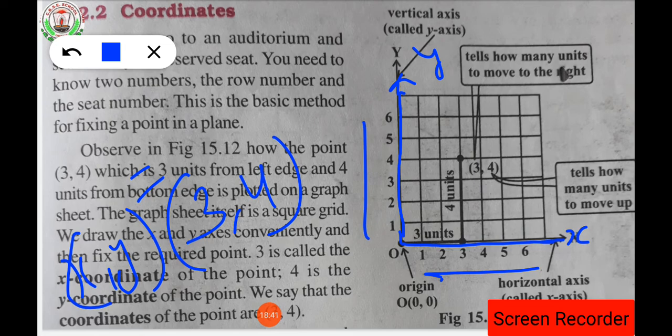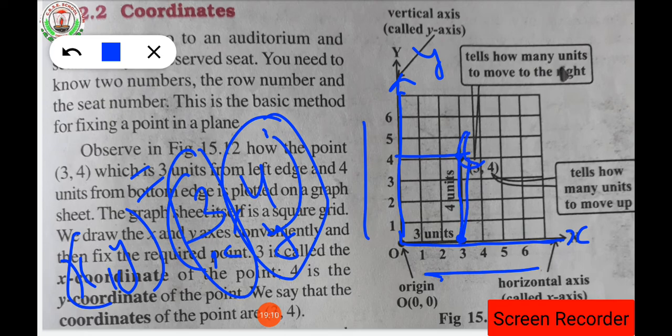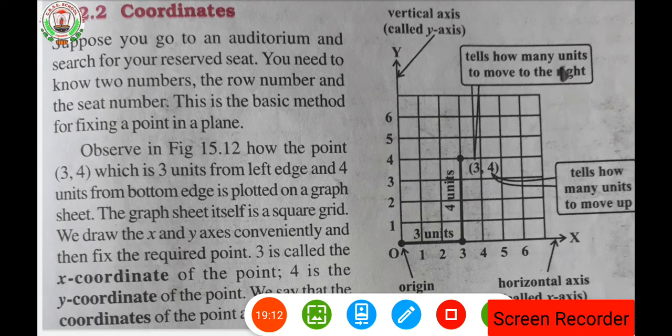Here, what is the first number? This is x1, this is y1. 3 is the value of x which we have to plot, and the value of y is 4. Looking from the bottom, 3 is there, so pointing 3 here and pointing 4 here. Both 3 and 4 are going to meet at a particular point here. I will explain again so it will be clear.